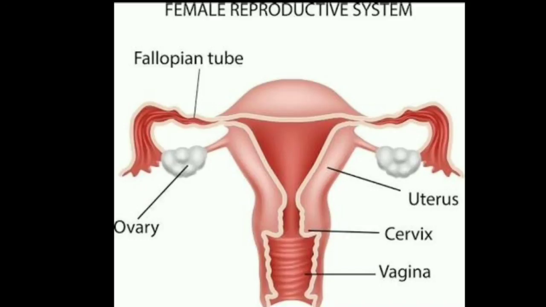The fifth part of the female reproductive system is the external genitalia. It is also called the vulva. It acts as a passageway for mating.